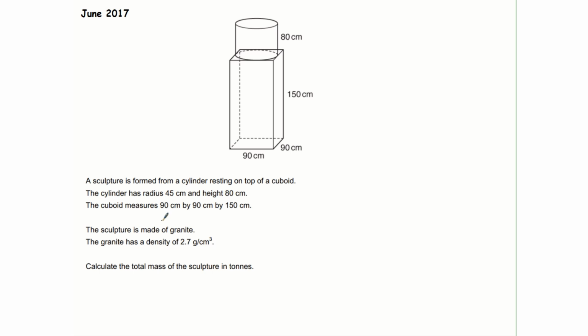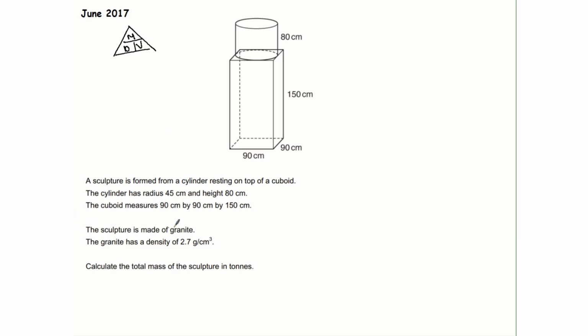The sculpture is made of granite and the granite has a density of 2.7 grams per centimetre cubed. We're asked to work out the total mass of the sculpture in tonnes. So let's have a look at what we've got. We've got the density. So before I do anything else, as I've done previously, I'm going to write down my triangle: mass, density, volume.